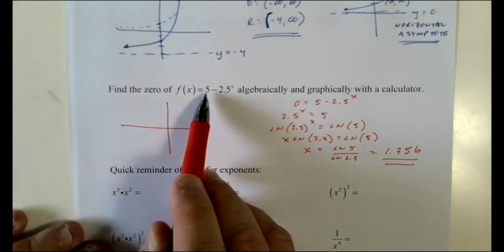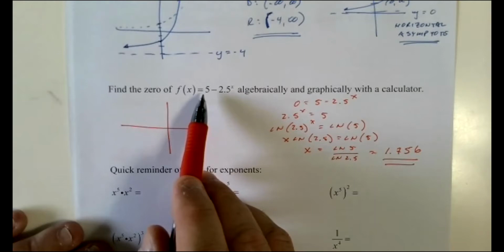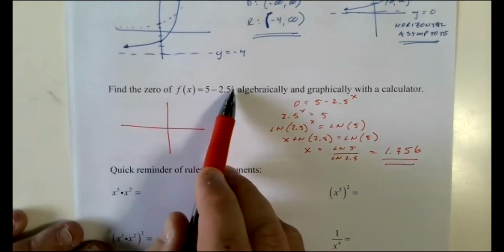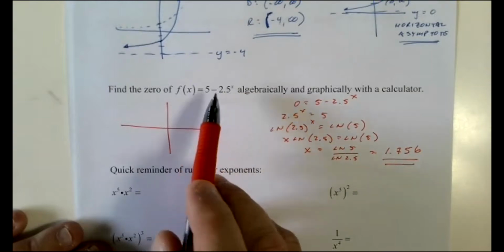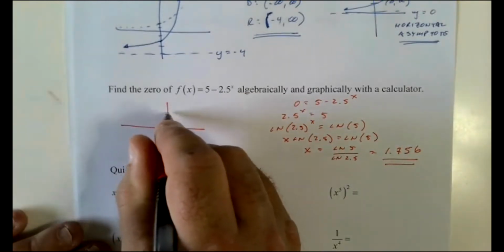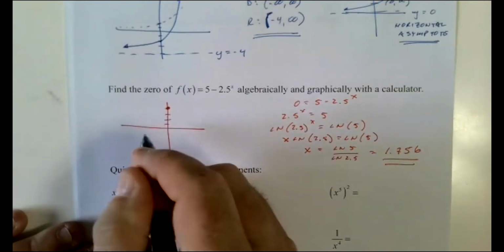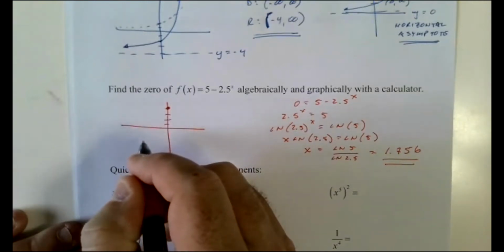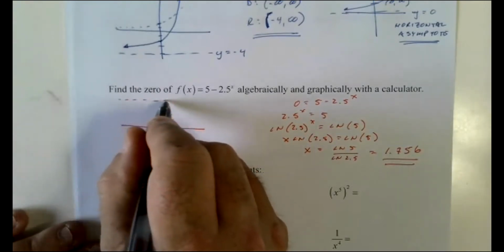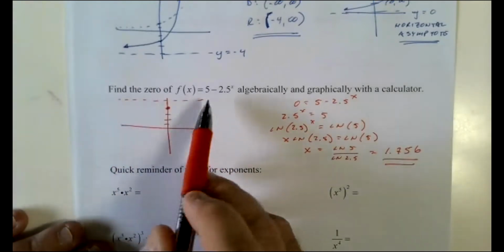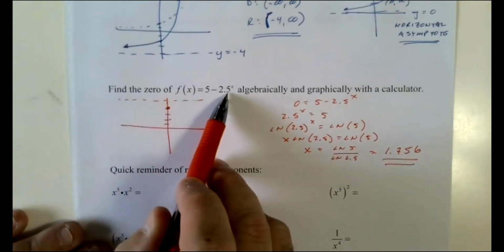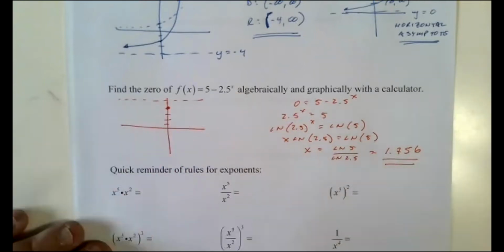Well, it starts at 5. Yeah, I'm not sure where it starts. Plug in 0, negative 2.5 to the 0 is 1. So 5 minus 1 starts at 4. Let me rephrase that. It hits at 4. Has an asymptote up here. I think that would be at y equals 5.